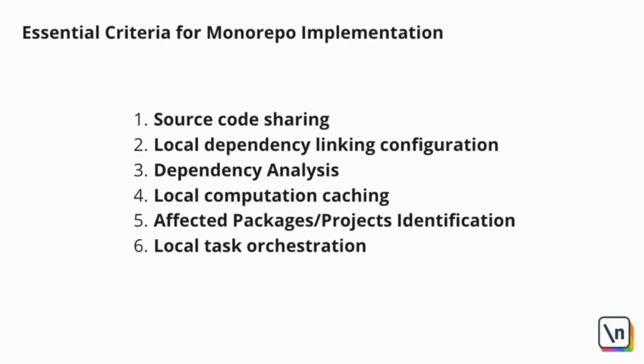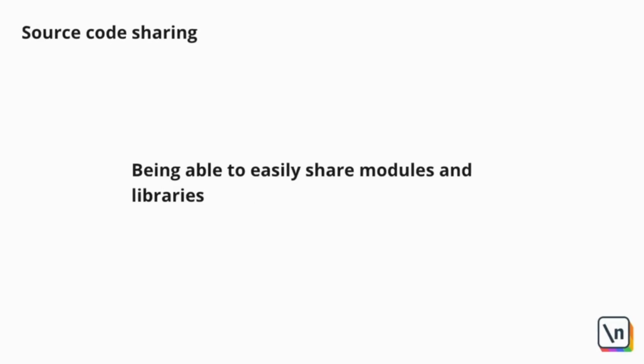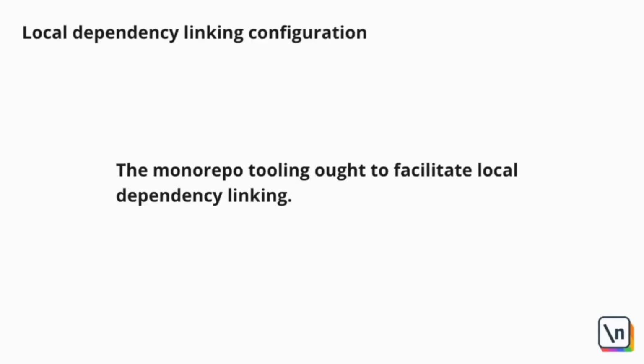So here's a rundown of main requirements for an optimal workflow. Source code sharing. Being able to easily share modules and libraries are important within a single monorepo. Local dependency linking configuration. The monorepo tooling ought to facilitate local dependency linking.